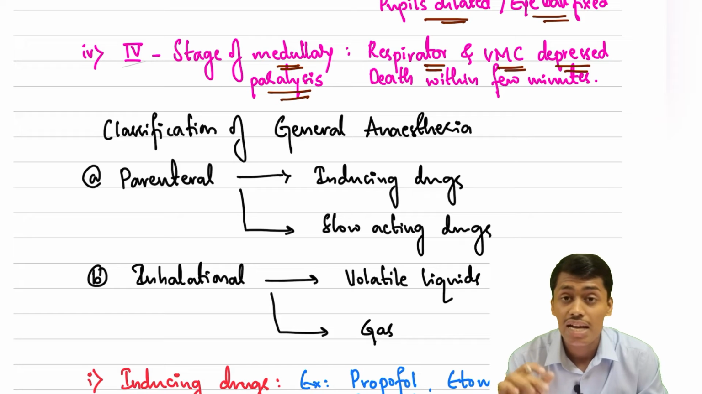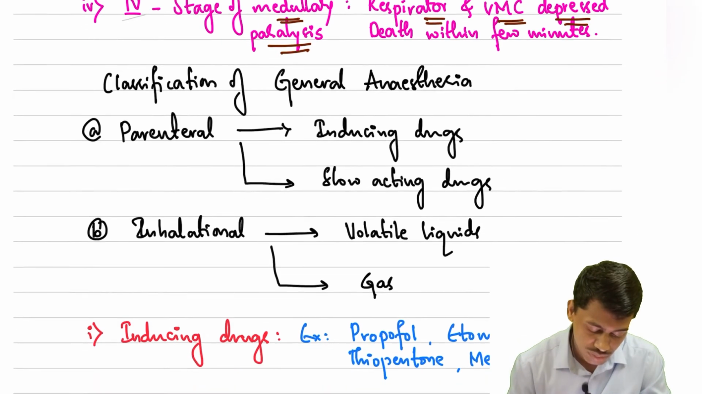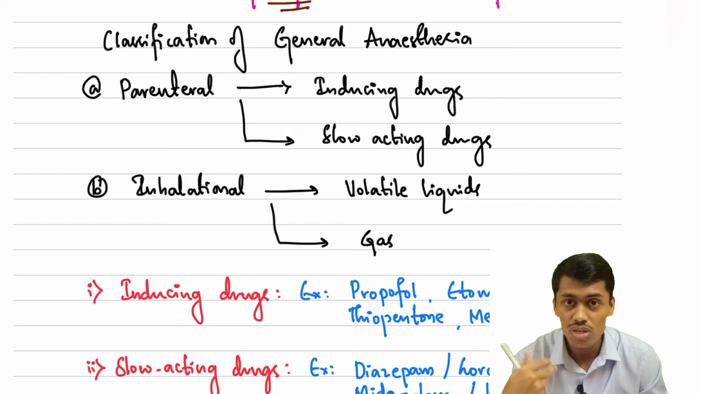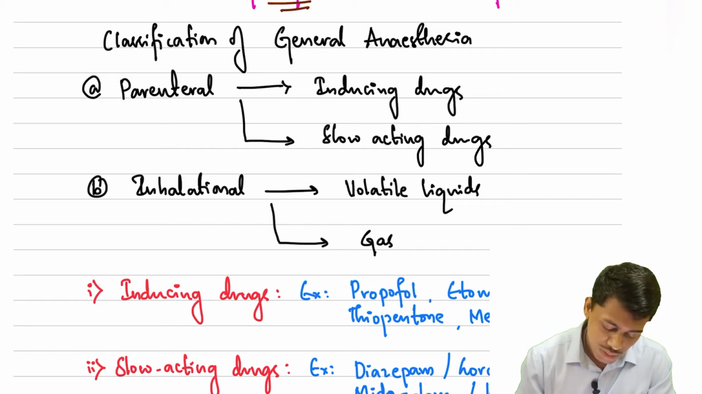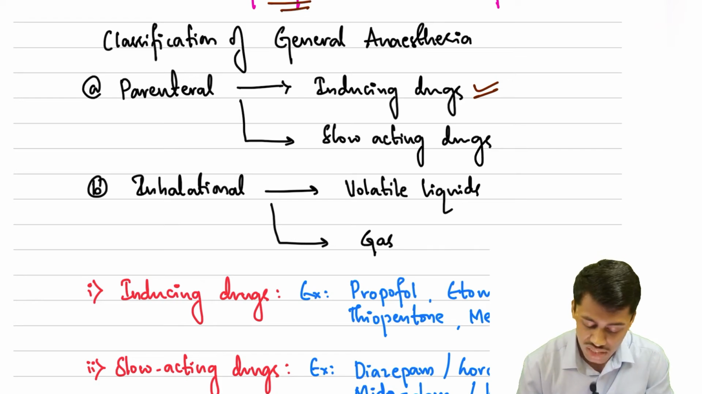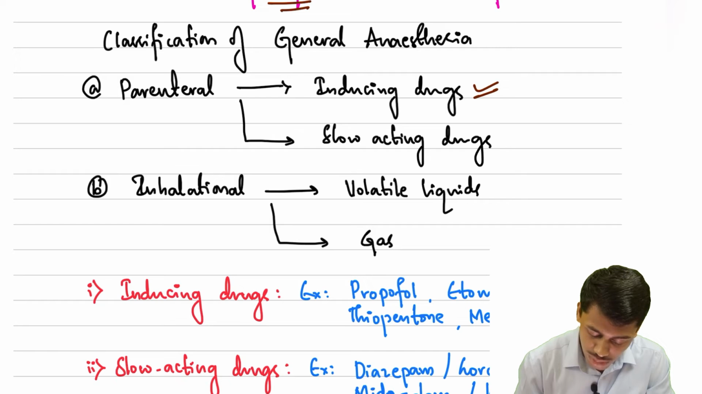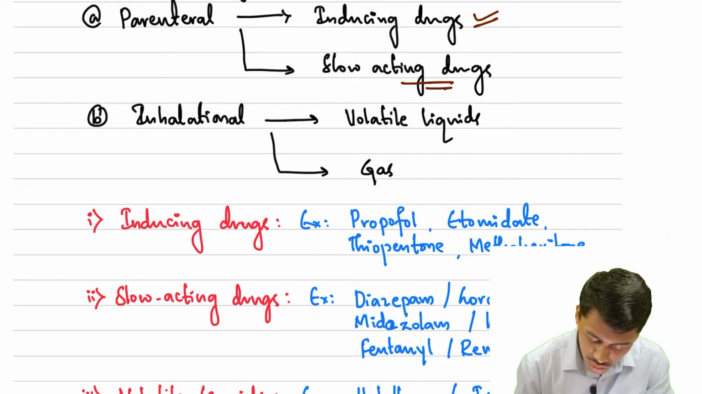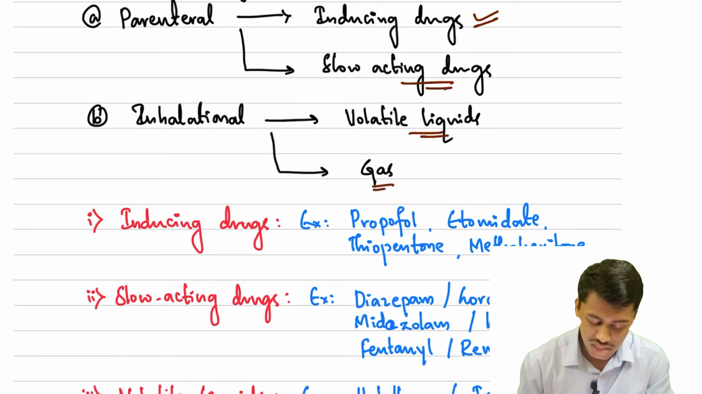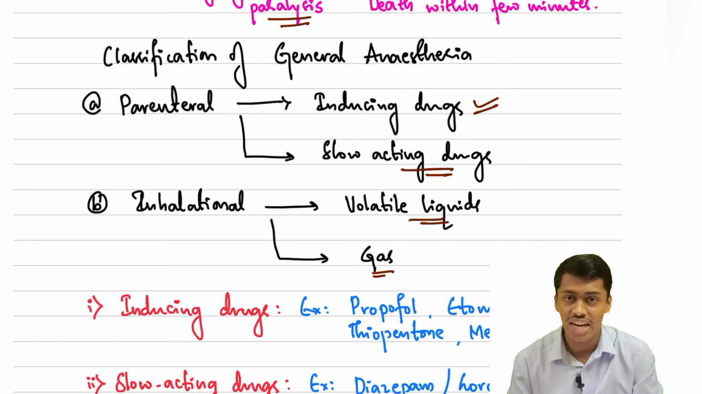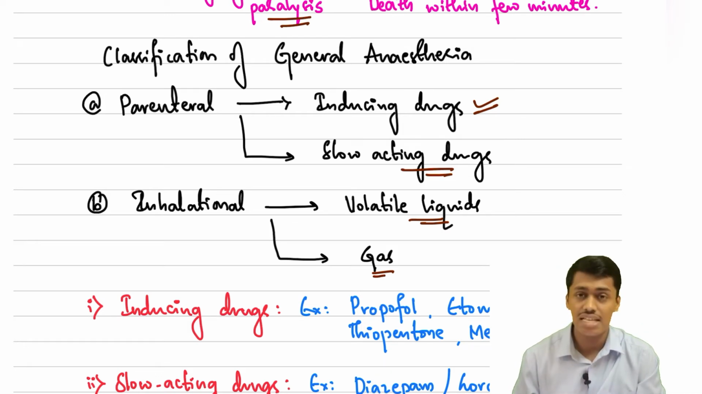So now let's look at the classification of general anesthesia. We have the parenteral route as well as the inhalational route. We will give IV, that is the parenteral route, as well as the inhalational route. In parenteral, we have the inducing drugs, which we use when we just start the process of anesthesia, and also the slow acting drugs. In inhalational, we have volatile liquids as well as the gas.